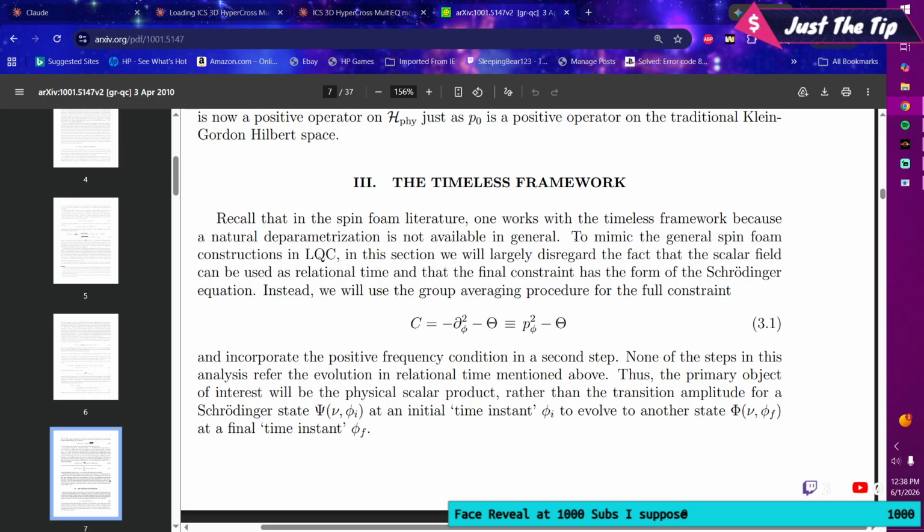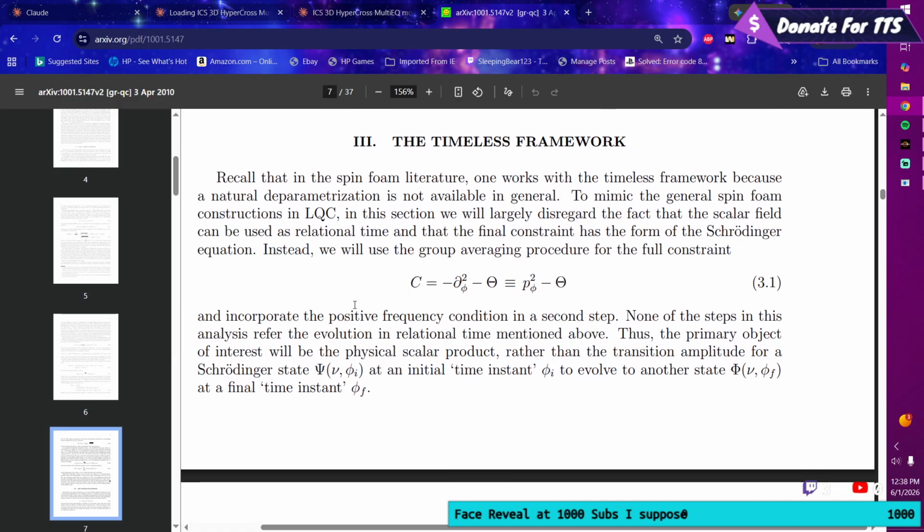One works with a timeless framework because the natural deparameterization is not available in general to mimic the general spin foam constructions in LQC. In this section, we'll largely disregard the fact that the scalar field can be used as relational time and that the final constraint has the form of the Schrodinger equation. Instead, we will use the group averaging procedure for the full constraint. C equals negative partial derivative by phi squared, that equals P. Okay, so you just change that.